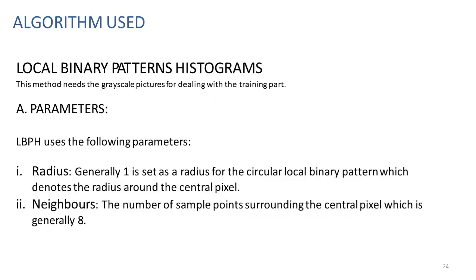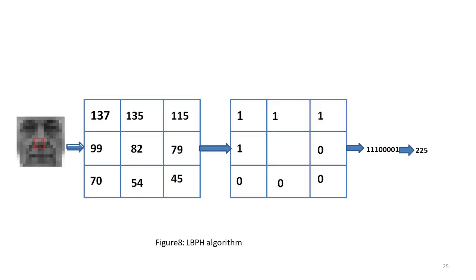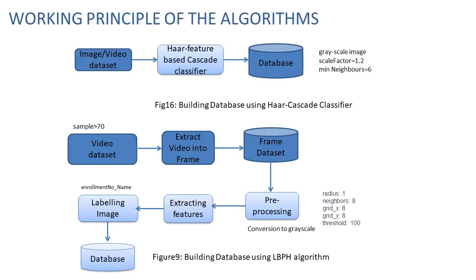So this is about the algorithms we used. We used local binary pattern histogram. In this system, a threshold value is used, and if the values of the neighboring pixels are more than the central pixel, we mark it as 1, and if the values of the neighbors are lesser than the central pixel, we mark it as 0. In this way we get a binary value, and we can convert it to a decimal value, which will give us new information about the image. So this is the working principle of the algorithm.